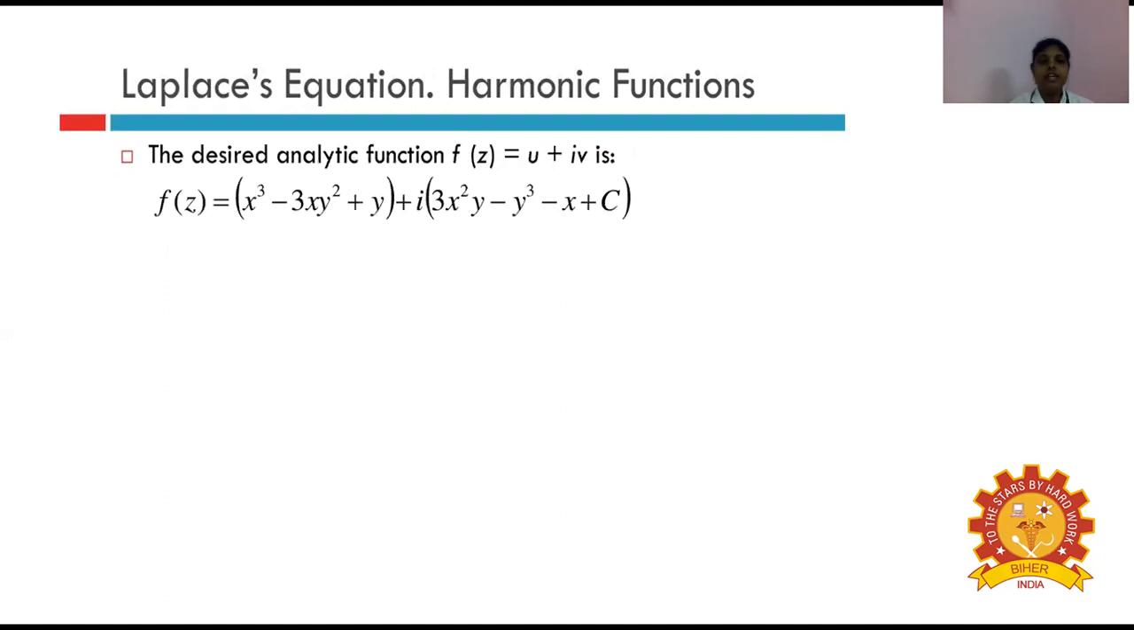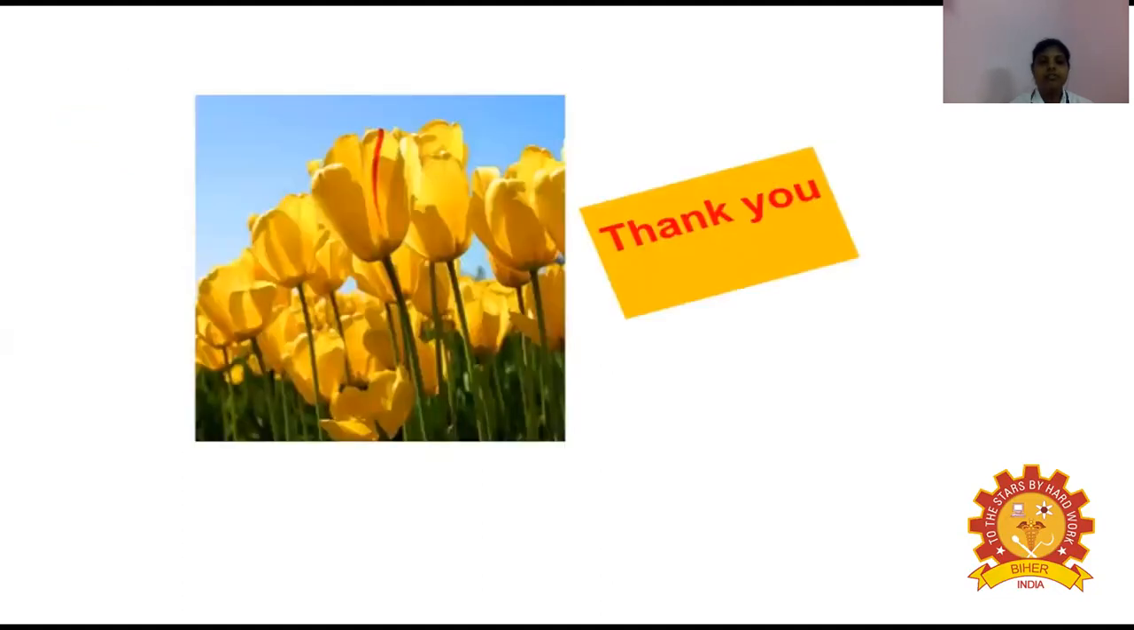The desired analytic function f(z) = u + iv is f(z) = x³ - 3xy² + y + i(3x²y - y³ - x + c). Thank you.